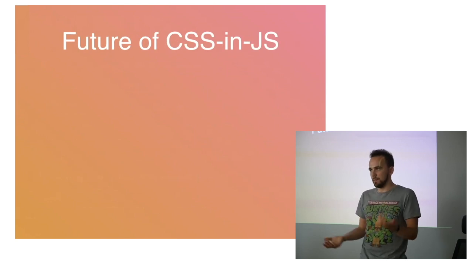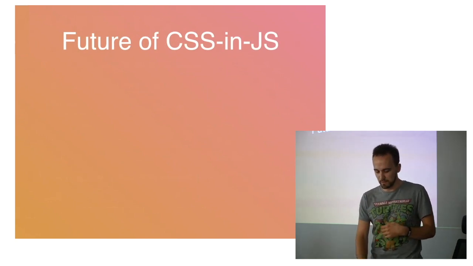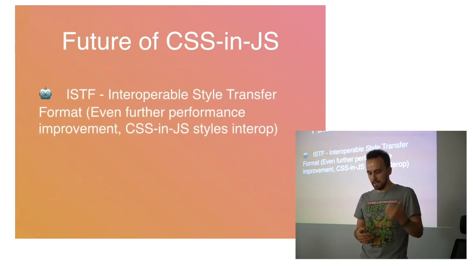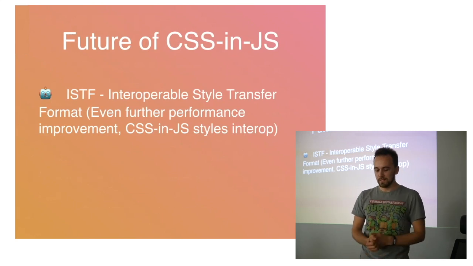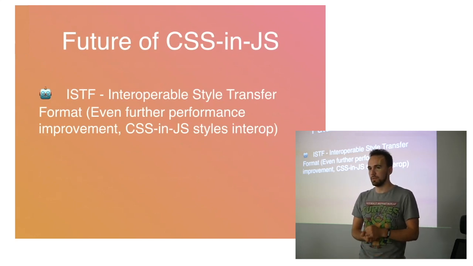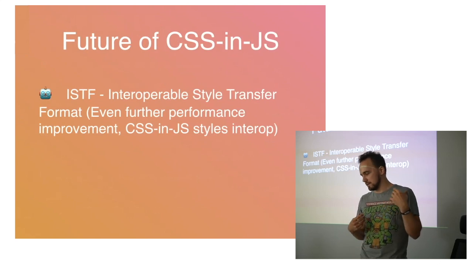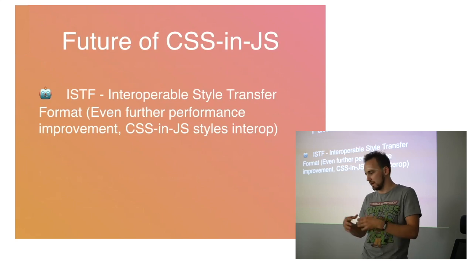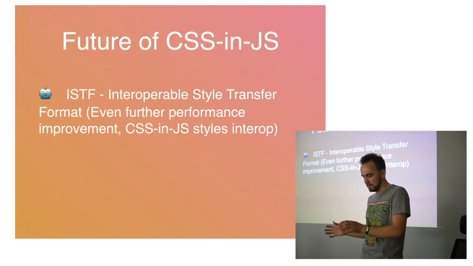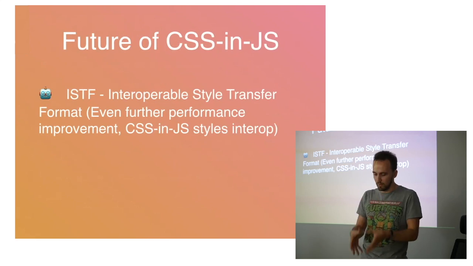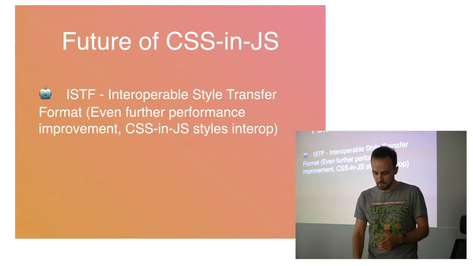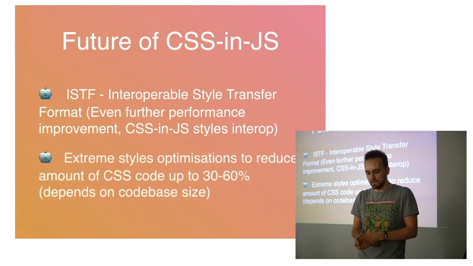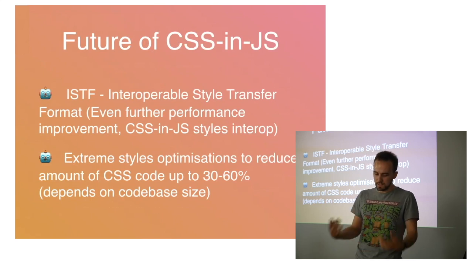And the biggest topic that all the authors of CSS-in-JS are talking about right now, and they already have a draft of this, is to create an interoperable style transfer format. It promises even further improvement in performance. It promises full interoperability between the CSS-in-JS libraries. It means that you just take a component from another library, no matter which, and you use it with only the one runtime that you prefer, like styled-components, for example. And also this style transfer format will make optimizations even further.